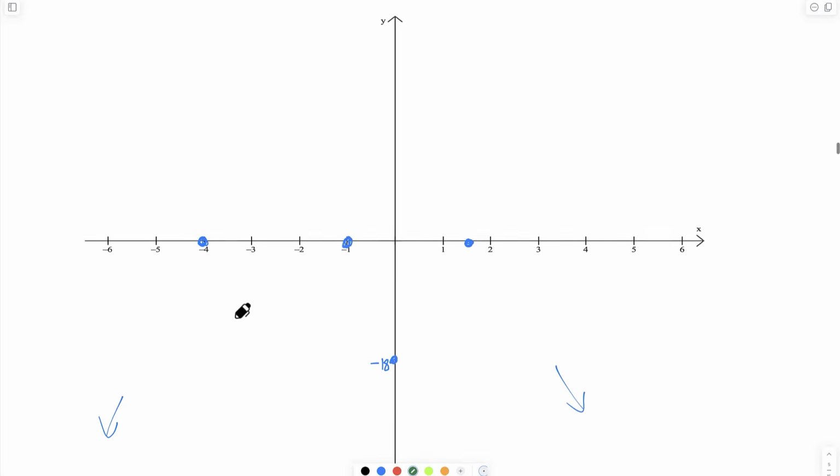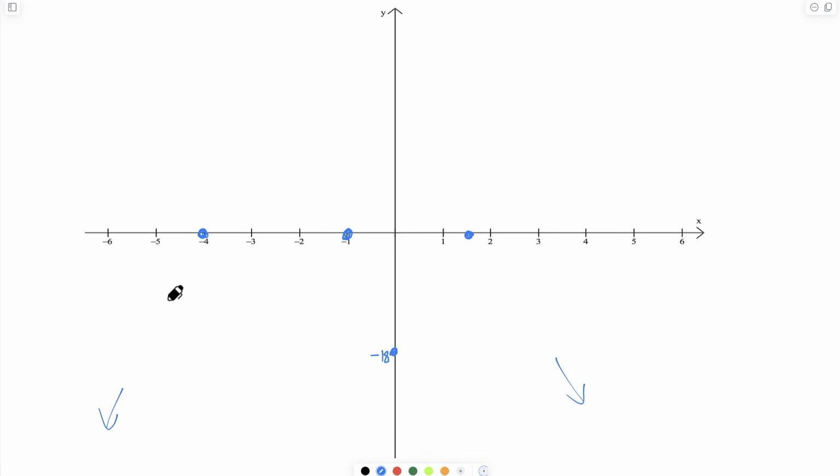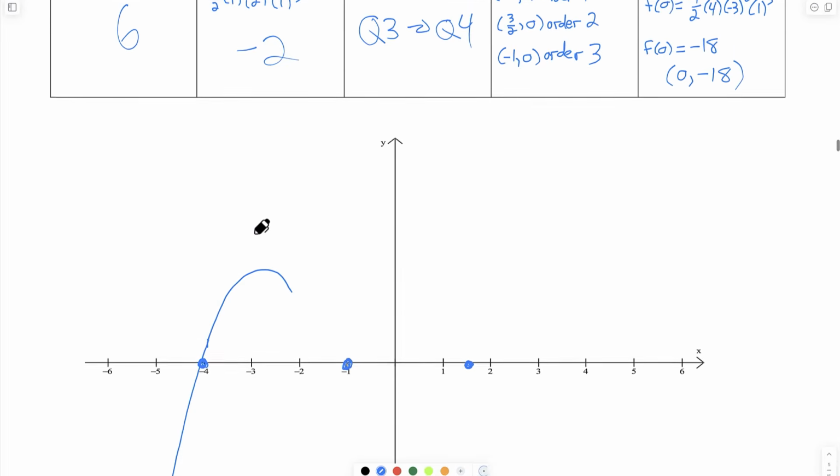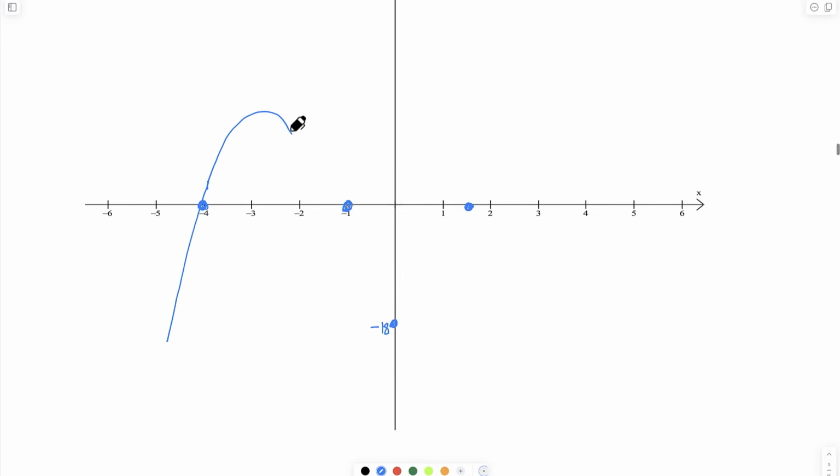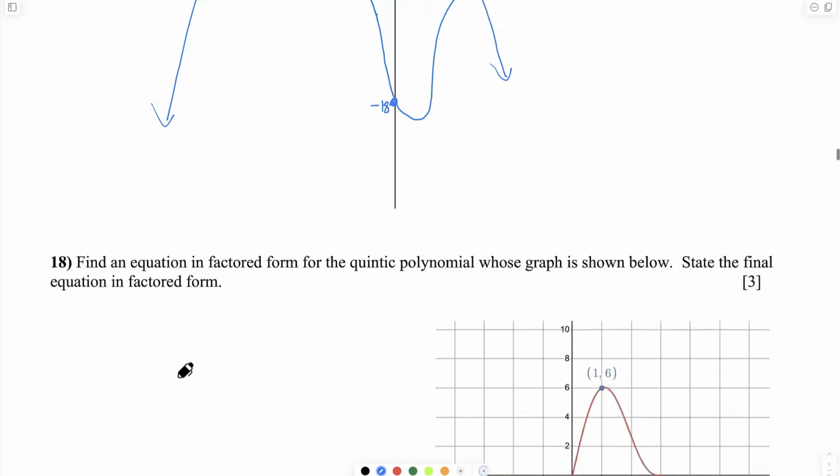So at -4, I need to go straight through the x-intercept. At -1, it was order 3. So as I get close to -1, I'm going to approach it from the left, and then I'm going to curve through, where the function turns just about horizontal right at that point when x is -1, and then curves back down. And then at 1.5, it needs to bounce off like a parabola. So there's a rough sketch of my polynomial function.